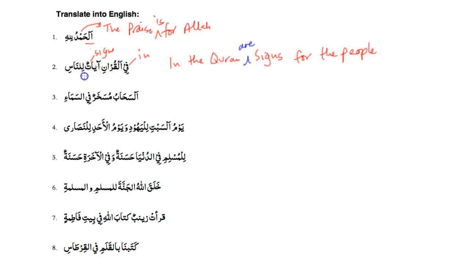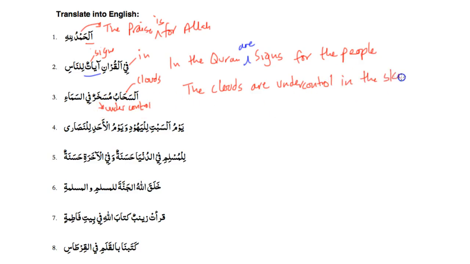Remember, it's not the signs. There's not al on there. Okay, next. As-sahab are clouds. Musakhar means under control. And samai sky. So the clouds are under control or controlled in the sky. You see, we added are there.